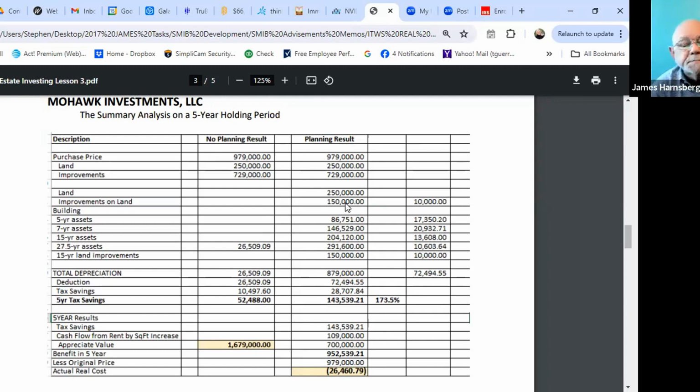We can't deduct that. Then we took a cost segregation study and we said, okay, how much of the building is 5-year assets?